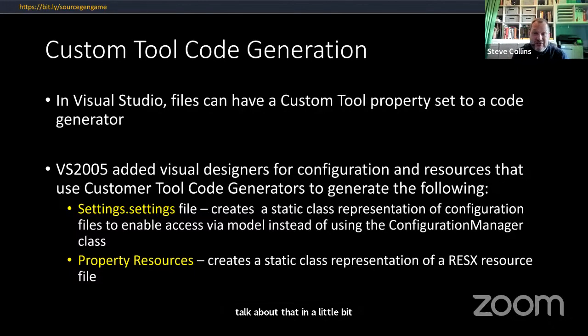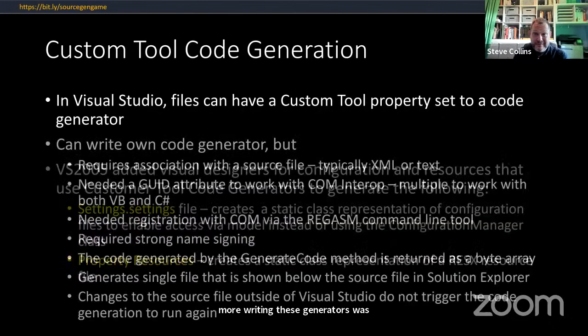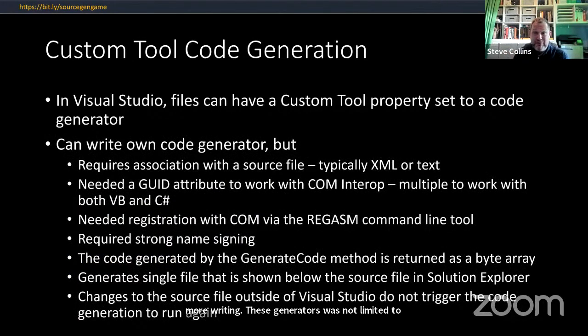Writing these generators was not limited to Microsoft, though. You could do it yourself. But the problem with writing your own tool was that because it had to run inside Visual Studio, you had to do a lot of jumping through hoops to work with COM interop. And even now in VS 2022, I think there's still some COM interop stuff going on. But back in those earlier versions of VS.NET, there was an awful lot of COM stuff, and you had to fiddle about creating GUIDs and attributing it and regasm commands to go and register stuff. Absolutely horrendous. And I don't think many people actually wrote these type of code generators.